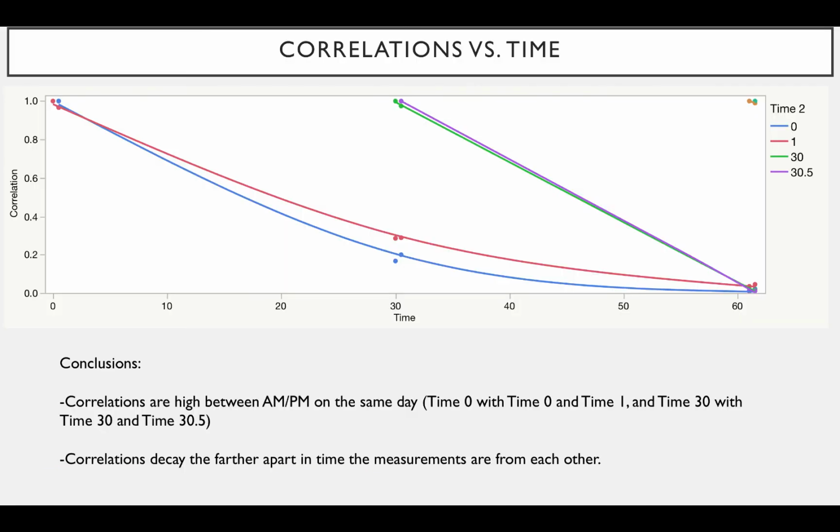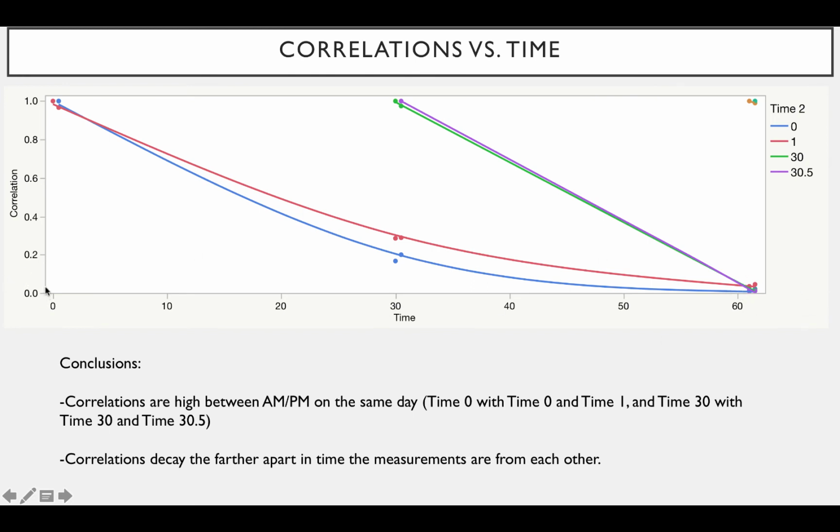So what we see here, and I have to point out there's a small mistake: this should be time 0 and time 0.5. I called it time 1 instead. But the blue line is the April morning measurement. The red line is the April evening measurement. The green line is the May morning measurement, and the purple line is the May evening measurement. And so we're looking from time 0. April, May is here at time 30, and June is here at time 61.